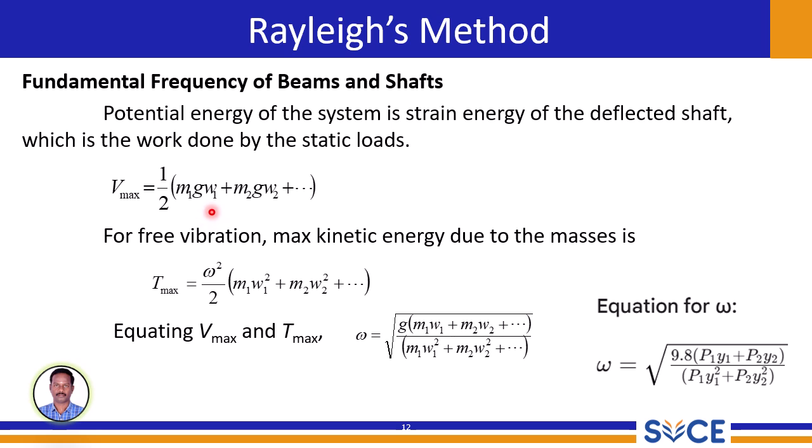It is here denoted as W1, the deflection. Notice the W here is used to denote the deflection in this slide. So for free vibration, maximum kinetic energy of the masses is given by 1/2 times the sum of the product of each mass and the square of its maximum velocity. This is the velocity term, where omega is the angular natural frequency.